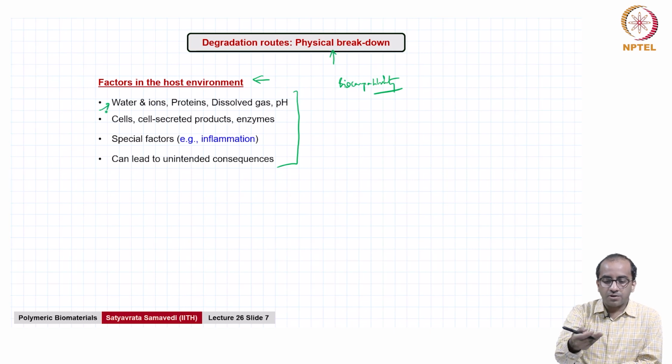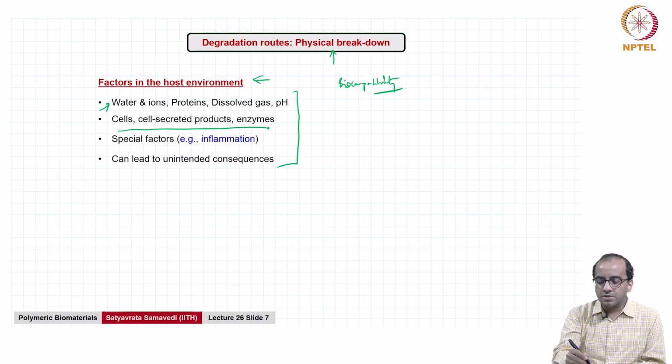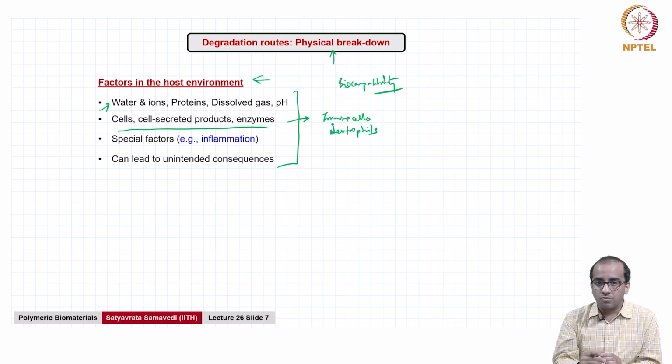Again, we've said water and ions, proteins, dissolved gases, pH, all of these can have an impact on the degradation. Of course, once you have cells infiltrating, cell secreted products, enzymes, and particularly immune cells such as neutrophils, which are typically some of the first responders. Once protein has absorbed in a biomaterial, neutrophils will come and first inspect, right? In some sense, they are inspectors. They will come and inspect and see what kind of a material this is, right? And so, they will secrete enzymes that can be disruptive.